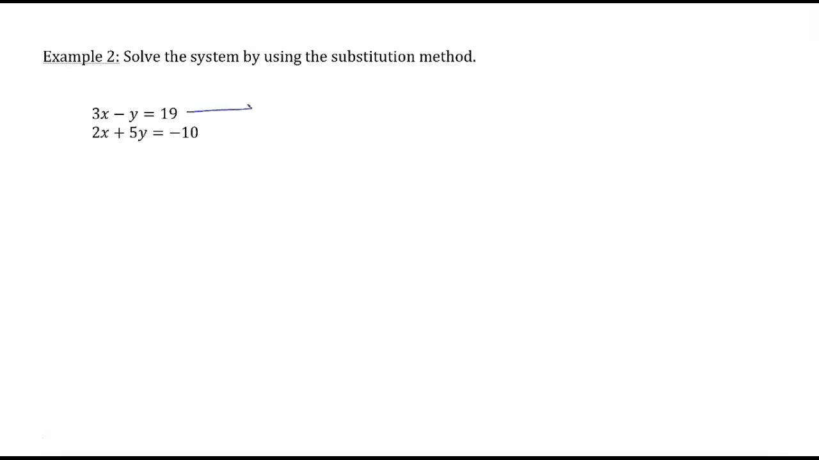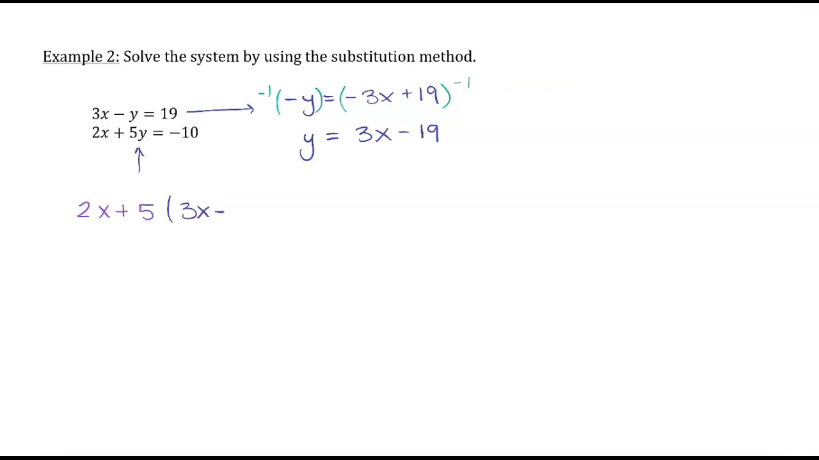Let's take this first equation and solve for y. If we subtract 3x from both sides, we have negative y equals negative 3x plus 19. Multiplying both sides of the equation by negative 1 will give us a positive y equals positive 3x minus 19. Now that we've solved for one of the variables in one of the equations, we will substitute for that variable in the other equation. So we'll have 2x plus 5 times y, but we know that y is equal to 3x minus 19, and this is all equal to negative 10.